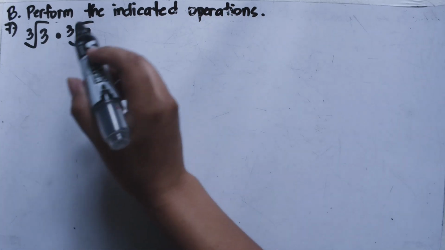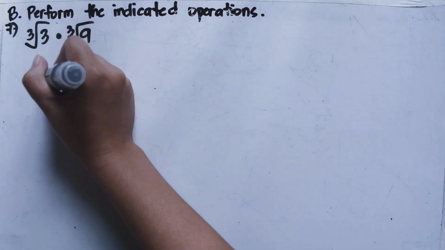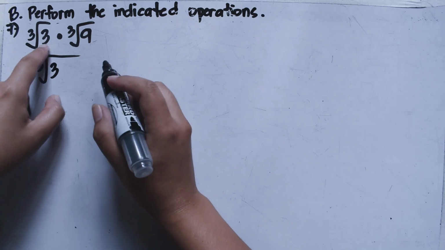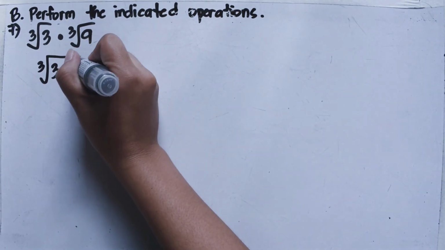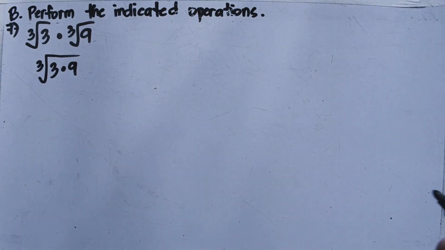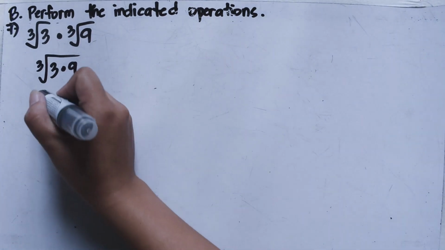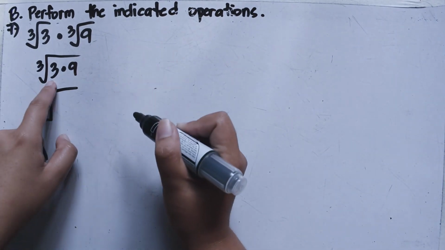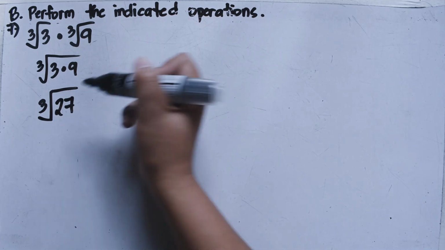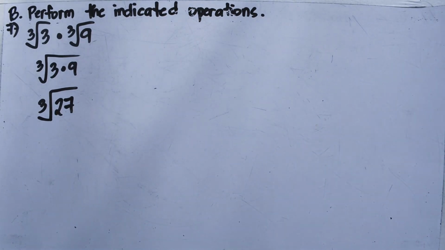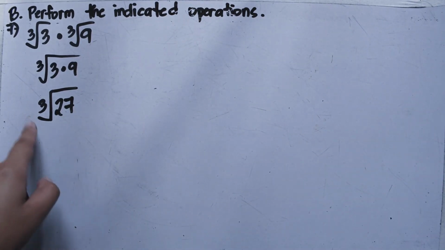So therefore, ito po, just copy lang the same index, cube root, and then just simply multiply the radicands, which is 3 times 9. So, ganun lang kasimple ito, di ba? Unlike addition and subtraction. And then, syempre, simplify. So, we have cube root of 3 times 9 is 27. So, masisimplify pa ba natin yan? Yes, of course. Dahil alam natin na ang 27 ay perfect cube, di ba?